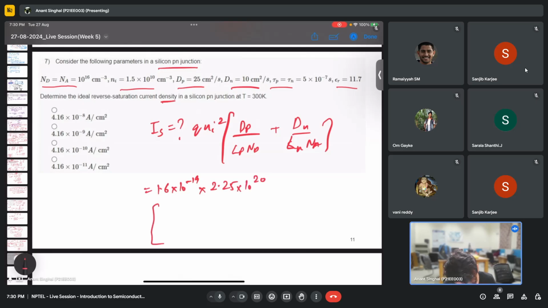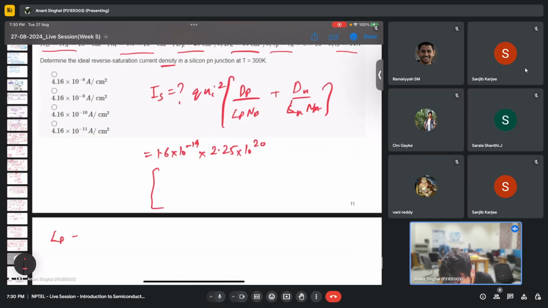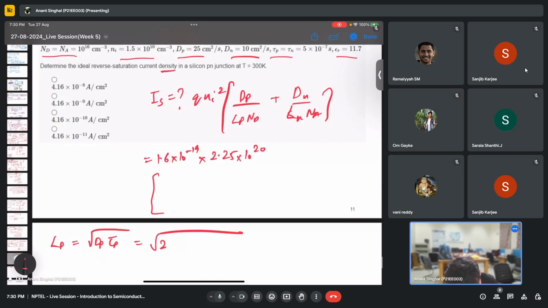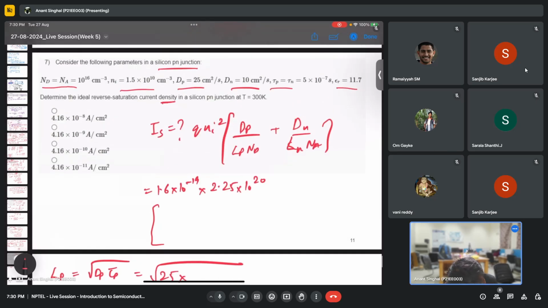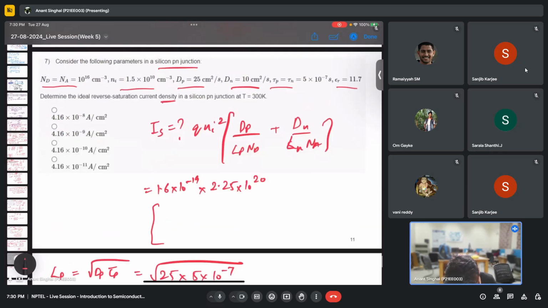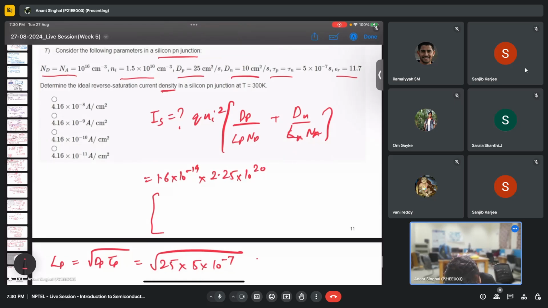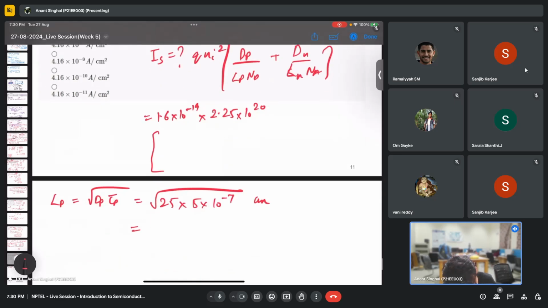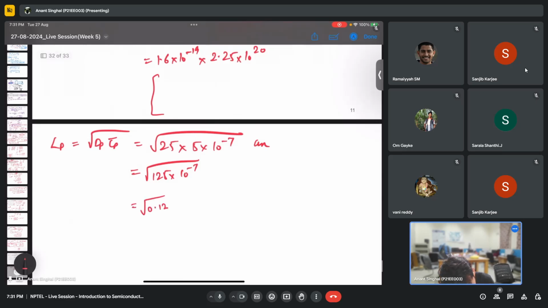Then the whole bracket. We need to calculate Lp, which is the square root of dp times tau p. So Lp: dp is 25 and tau p is 5 times 10 raised to the minus 7. This is in centimeters. So this is 125 times 10 raised to the minus 7, under the root, which gives 0.125 times 10 raised to the minus 2 centimeters.